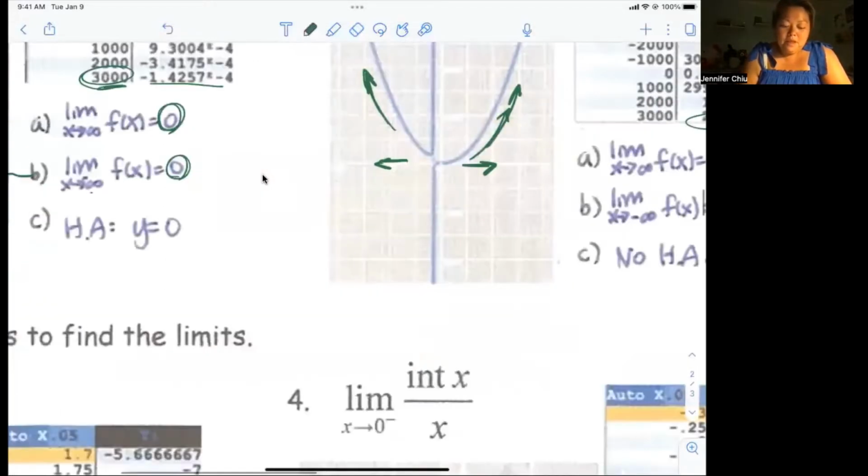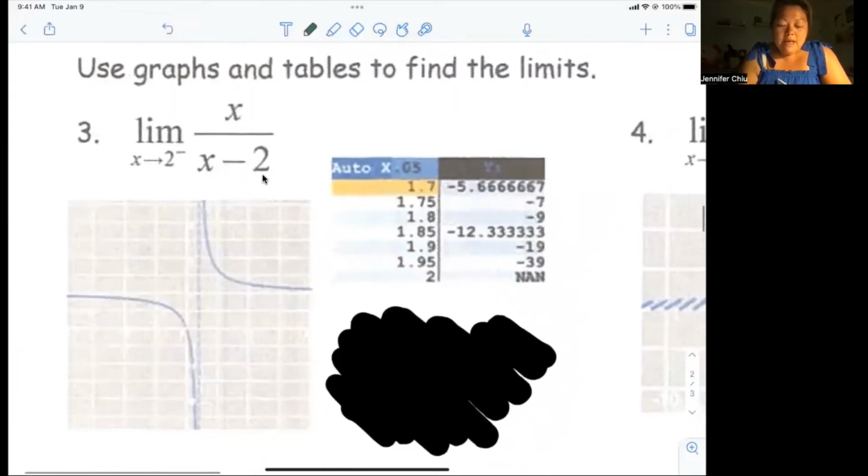Okay. All right, next, the limit as x approaches 2 from the left-hand side, right? This has a negative here for the left-hand side. So I graph the function out. I have some asymptotes here, as you can see. And so 2 is right here.